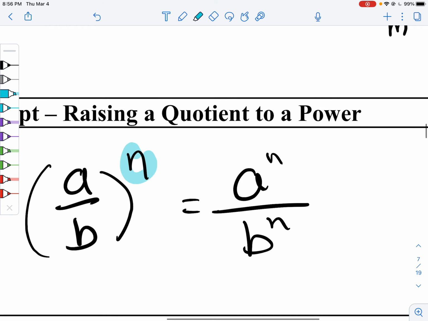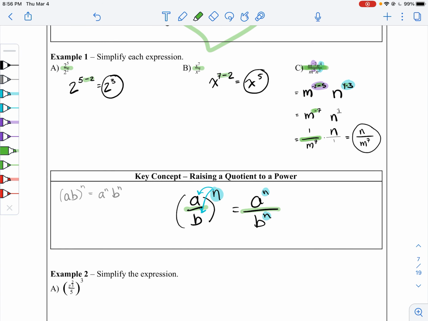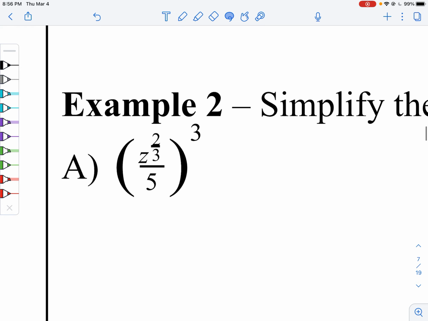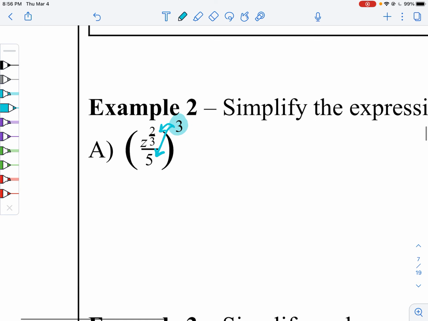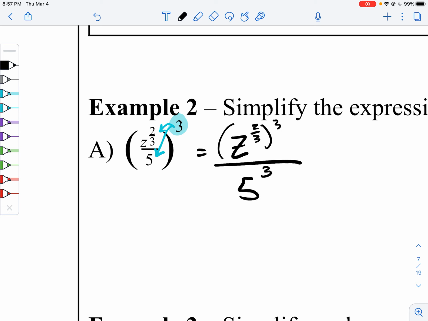So it works. This exponent goes to both guys just as you want it to. Isn't that so cute? Oh yeah, we love exponents. They follow the ways that we'd expect them to. Okay, anyway, here's our throwback little reminder. That means we take this 3 and distribute it to both the top and the bottom of our fraction, which gives us z to the 2 over 5, cubed, which is z to the 2/3 cubed over 5 cubed, because the top gets a cube and the bottom gets a cube.